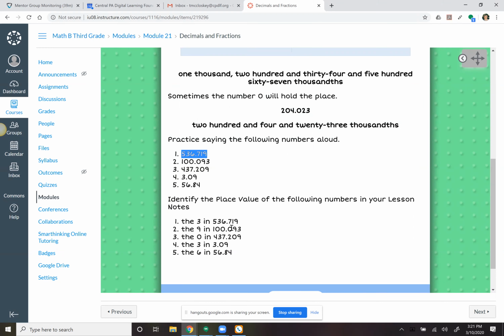536 and 719. Good. Yes, you got it. All right, let's try another one. So remember, there's a 0 here. 193,000. Good, Benicia. 193 thousandths. Now what's this one?